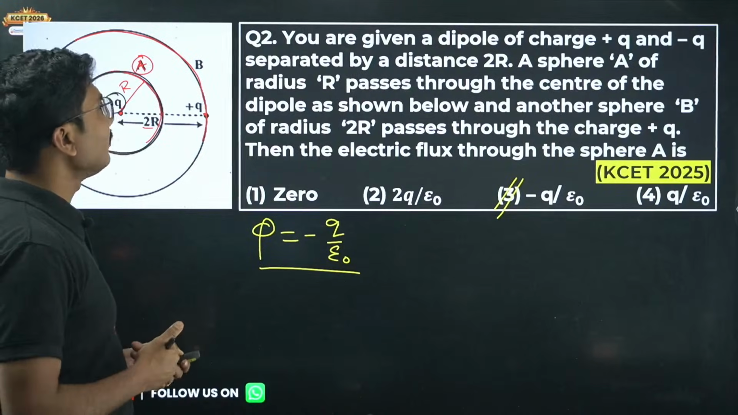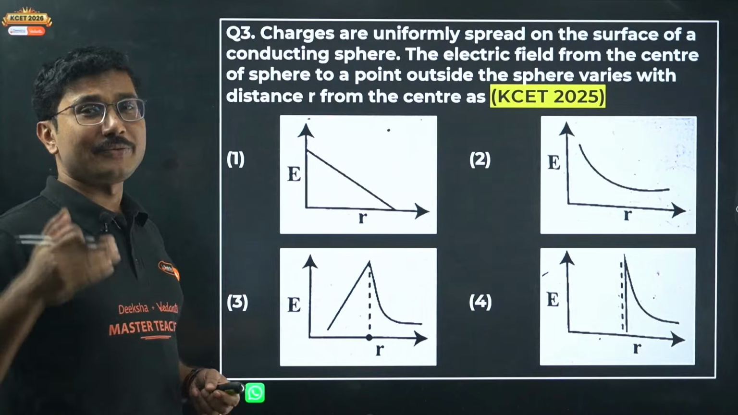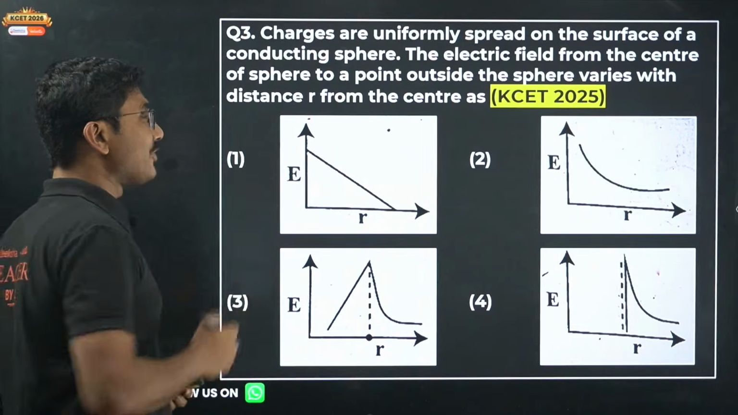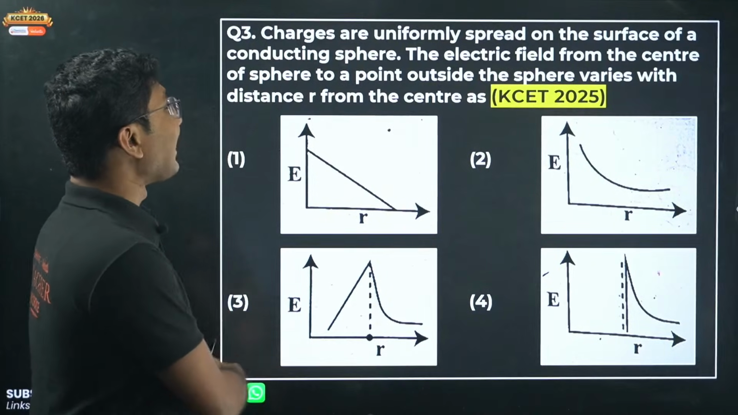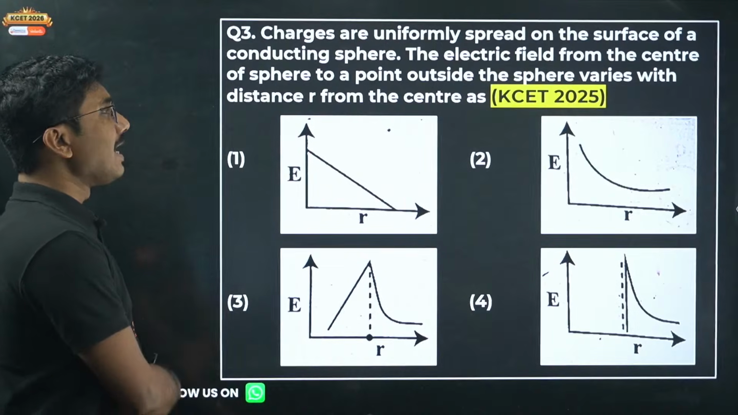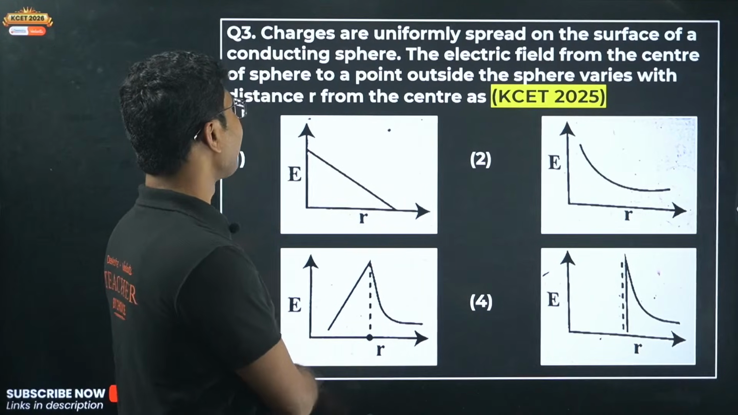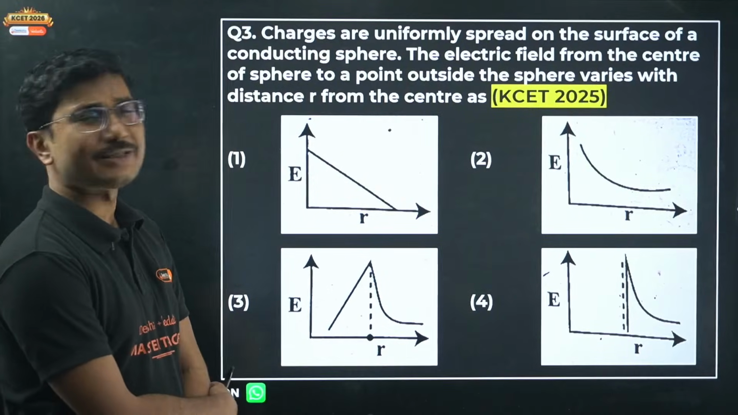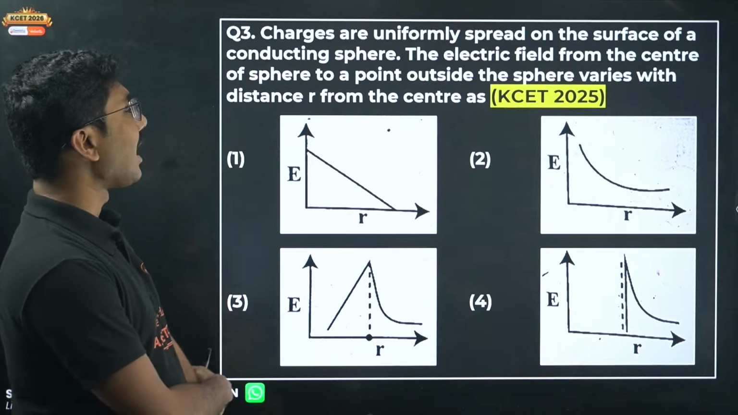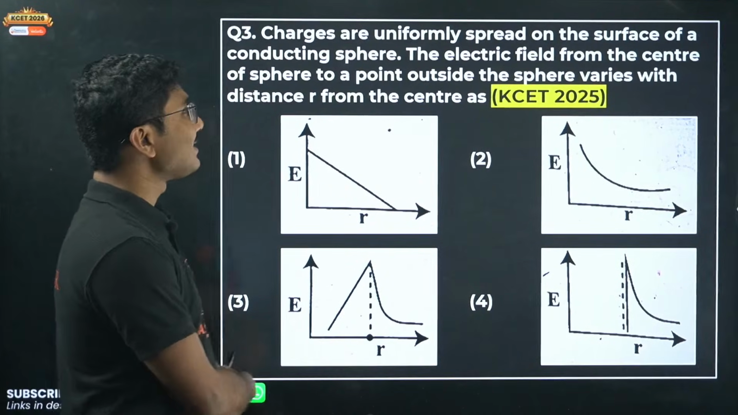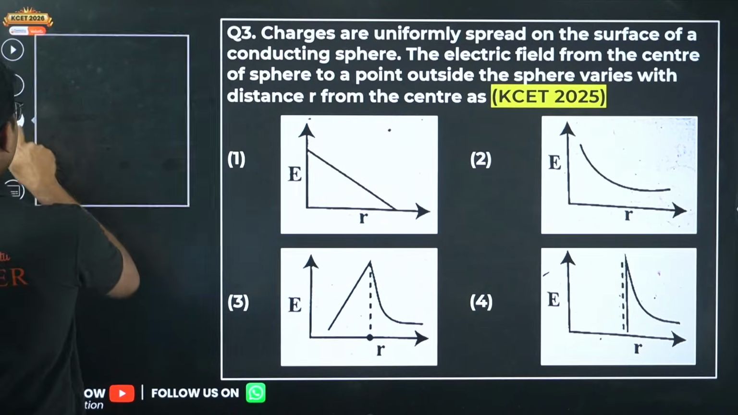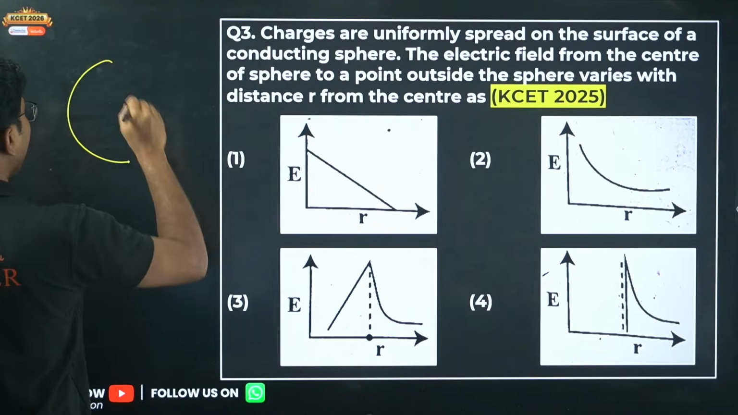Now let's move on, and I will appreciate it if you try to answer the question instead of making any personal comments. So answer this question, Young Thor, this is for your question. Charges are uniformly spread on the surface of a conducting sphere. The electric field from the center of the sphere to a point outside the sphere varies with the distance, say, from the center. So what is the answer for this question? Charges are uniformly distributed on the surface of a conducting sphere.